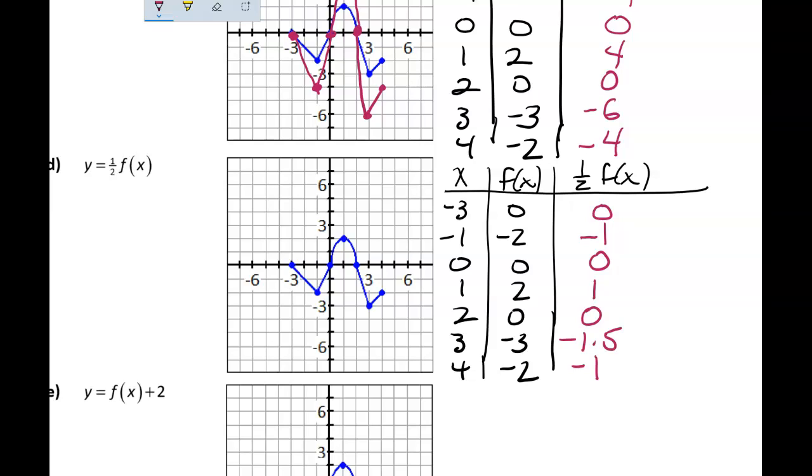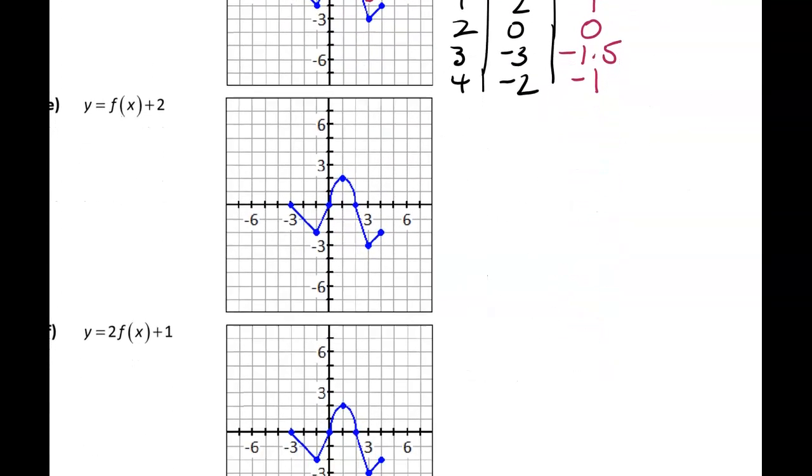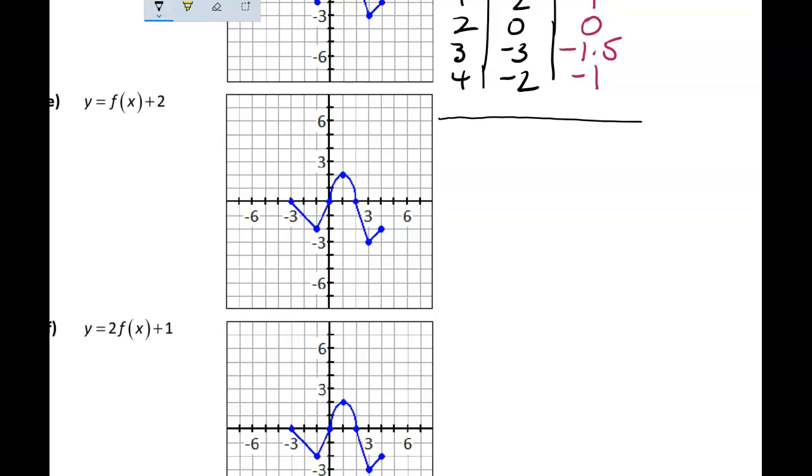So we have -3, 0, -1, -1, 0, 0. There's the first part of the graph. 1, 1, 2, 0. There's the second part. 3, -1.5, and 4, -1. There's the third part. This is a vertical compression rather than a stretch, or a vertical shrink if you want. Let's take a look at one more with a single transformation, and then we'll move on to the ones that are just a little bit more involved.